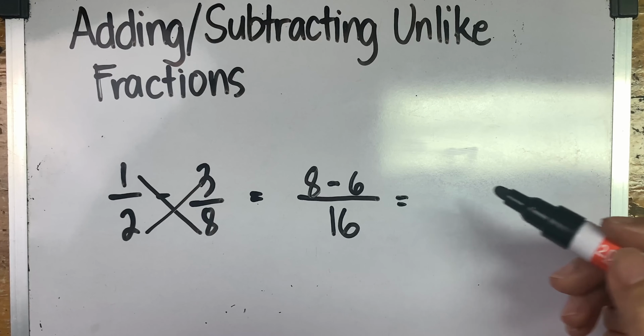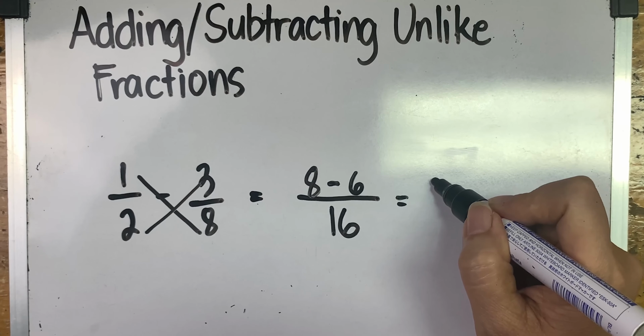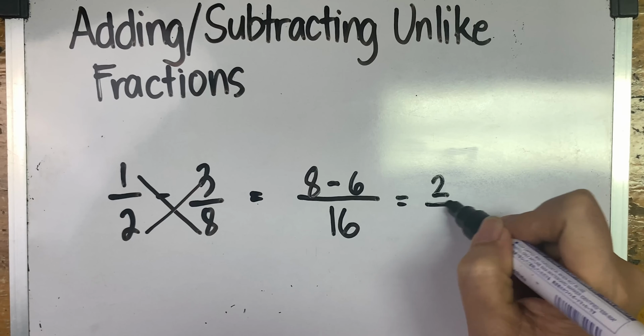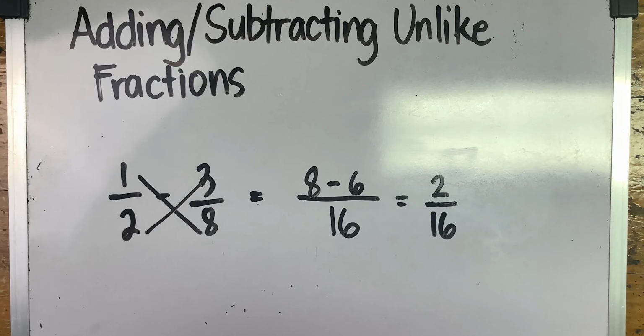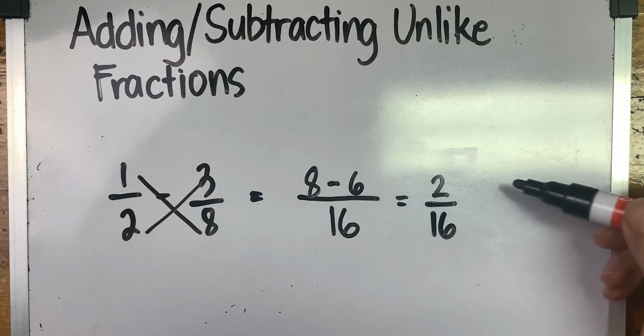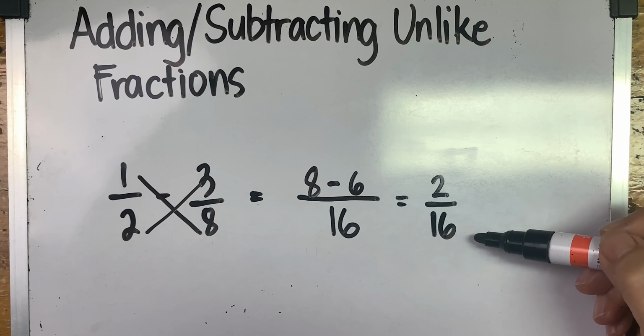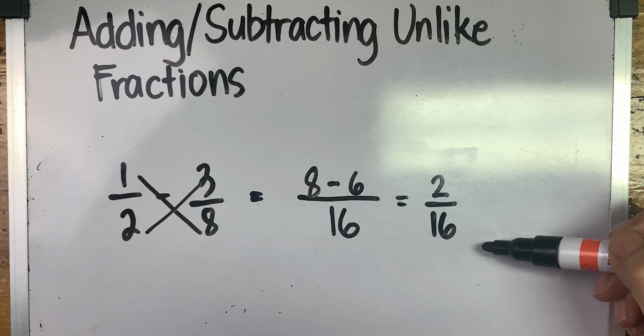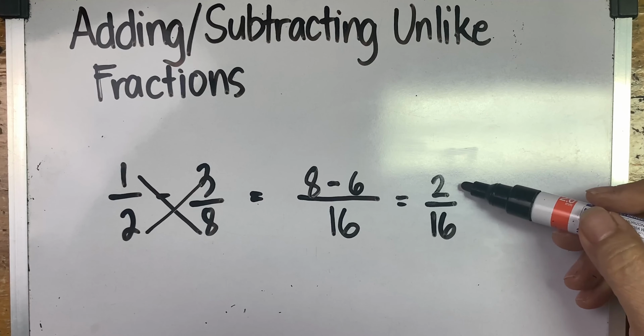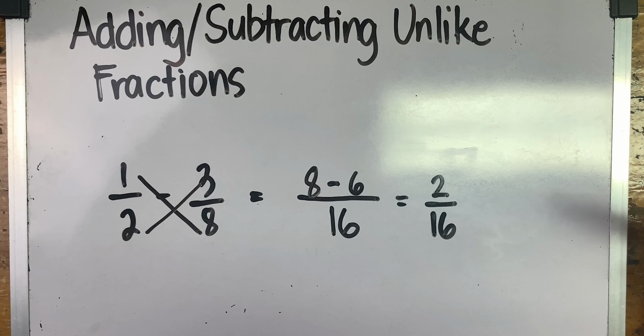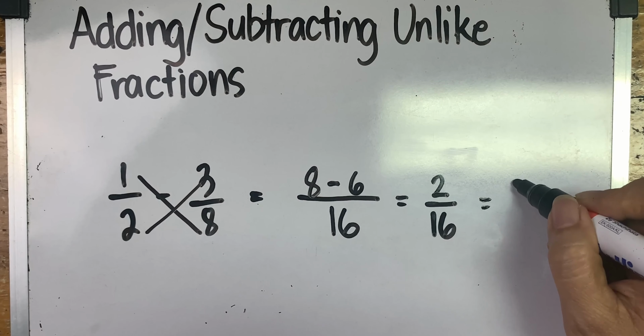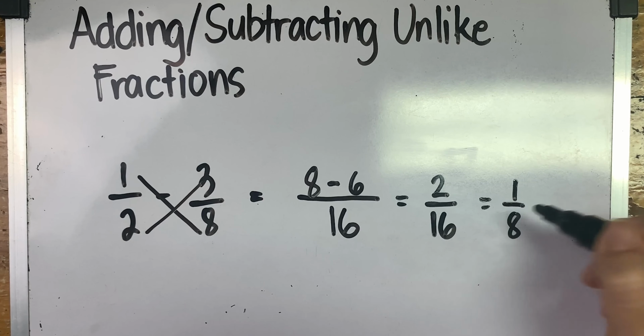Subtracting the numerator, 8 minus 6 will give us 2 over 16. Now, mapapansin mo na hindi ito naka-reduce. So, kailangan lagay natin siya sa lowest term. So, itong number na to, divisible siya by 2. So, divide natin siya by 2. That will give us 1 over 8.